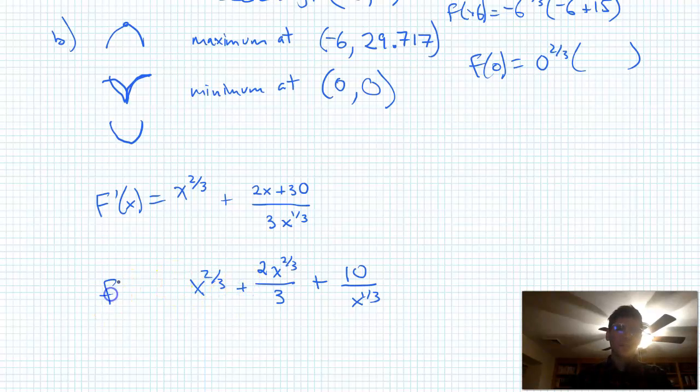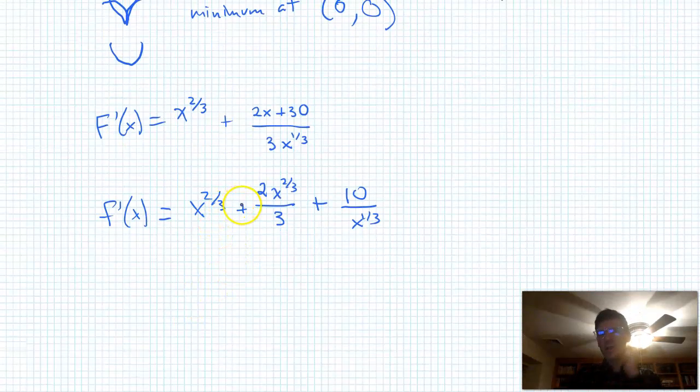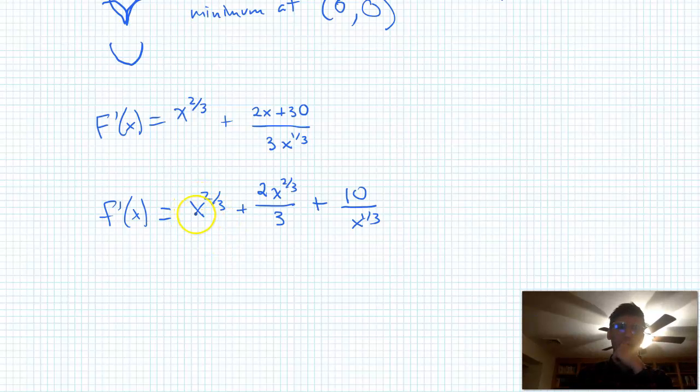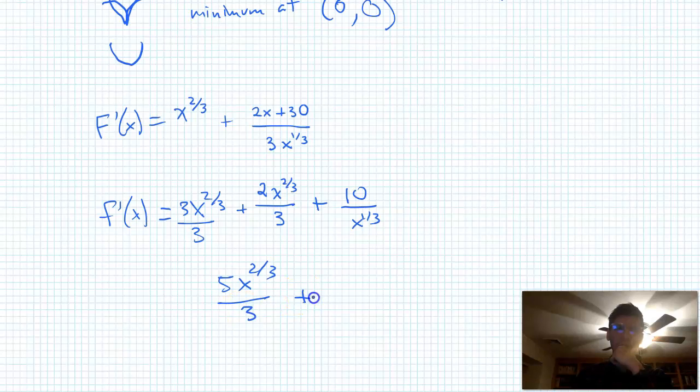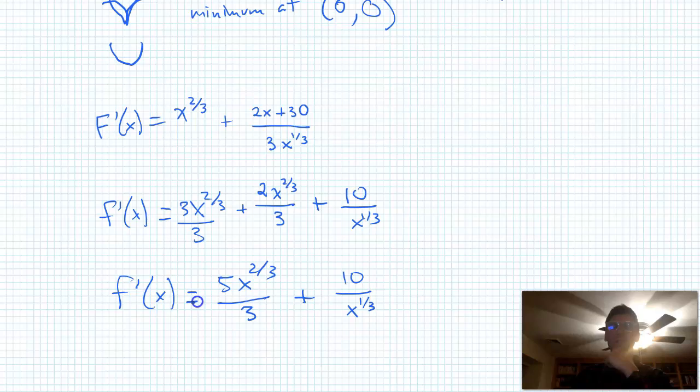And so actually that was a simple step for simplification, because now 2x to the 2/3 is like a 1x to the 2/3, so I could make it 3 over 3 to get a common denominator. So this is just 5x to the 2/3 over 3 plus 10 over x to the 1/3. This is going to make it much better to find your second derivative when you go to find the concavity.